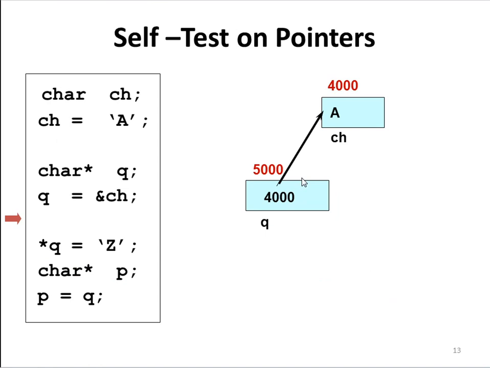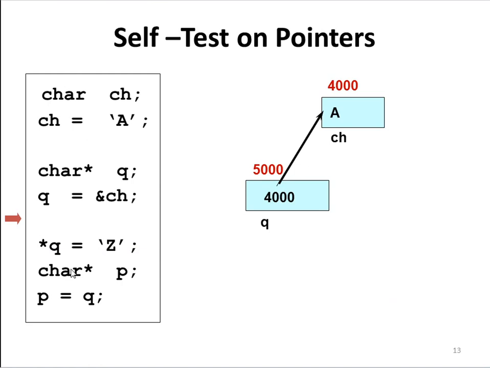This is a self-test on pointers. Here ch is a character type variable, and we initialize this variable with a. Character star q: q is a character type pointer, and we assign q equal to &ch. We are assigning the address of the character variable to q, meaning 4000 is copied here. When we say star q equal to z, we are changing the a to z, so now the value becomes z when you execute this statement.